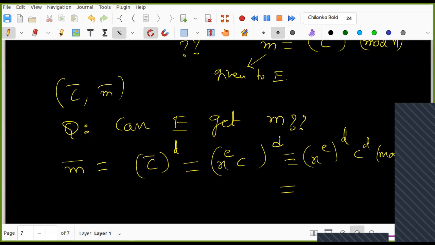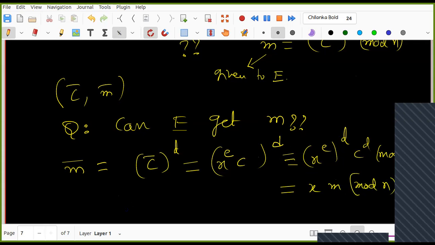X power ED will be 1? Is it 1 or X? Oh, sorry, X. Why is it X? Because X power ED is congruent to X. So we took again the same expression as before. C power D modulo N is M, so this is X times M modulo N.